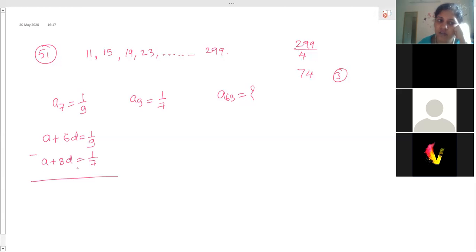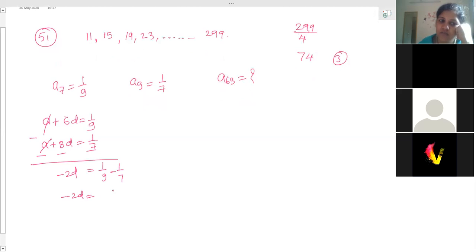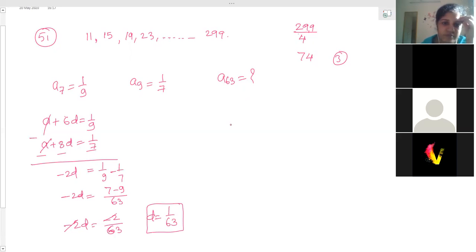Subtract: minus 2D. A gets cancelled. 1 by 9 minus 1 by 7. So minus 2D is equal to (7 minus 9) by 63, so minus 2D is equal to minus 2 by 63. So minus 2 cancels. D is equal to 1 by 63. Substitute this in any one of the equations.